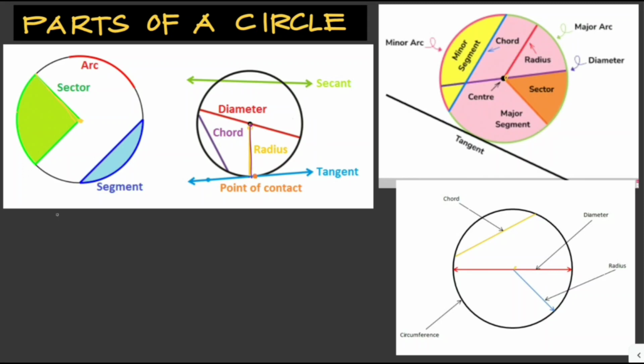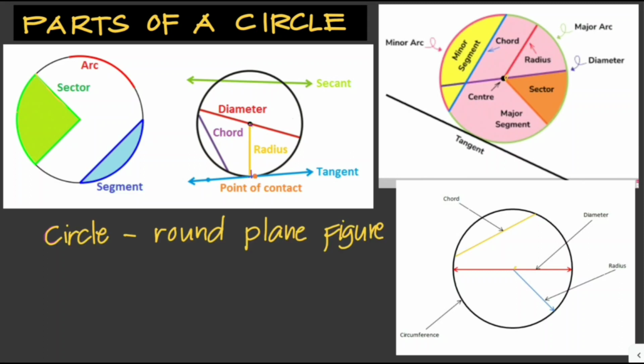So let's define what a circle is. A circle is a round plane figure whose boundary consists of points equidistant from a fixed point. Let's say the point is this one, and we call this point the center of the circle. The center of the circle is the fixed point from which all points on the boundary of the circle are equidistant. So from this point to any point on the circle, the boundary of the circle, the distances are equal.